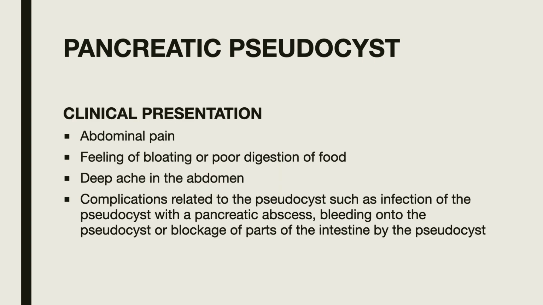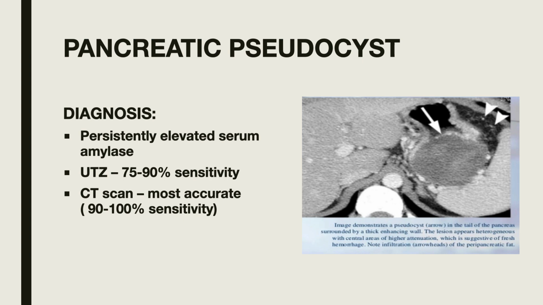Clinical presentations include abdominal pain, feeling of bloating or poor digestion of food, deep ache in the abdomen, and complications related to the pseudocyst such as infection of the pseudocyst with pancreatic abscess, bleeding into the pseudocyst, or blockage of parts of the intestine by the pseudocyst. Laboratory exam would reveal a persistently elevated serum amylase, and on radiologic findings, it could be diagnosed using ultrasound, which has a 75 to 90% sensitivity, but CT scan is the most accurate, which has a sensitivity of 90 to 100%.